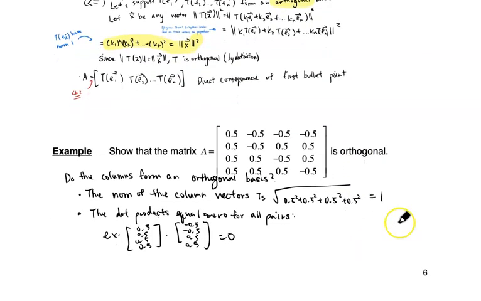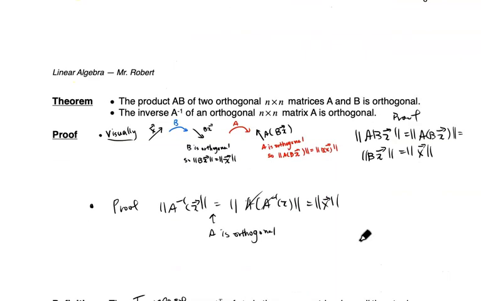So, quick example, show that the matrix A given here is orthogonal. We need to check that each column has vectors that have norm 1 and that they are all perpendicular. So, two things to do. First, the norm of the column vectors is 1. We just show one because it's always the same. And then the dot product is equal to 0, so each column is perpendicular to the others. So A is an orthogonal matrix.